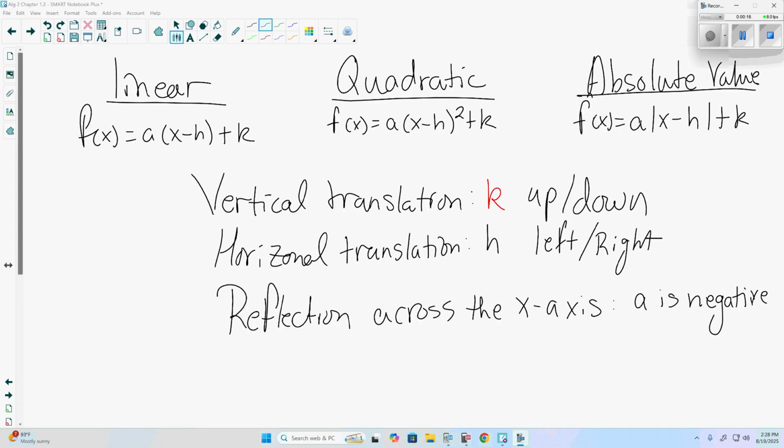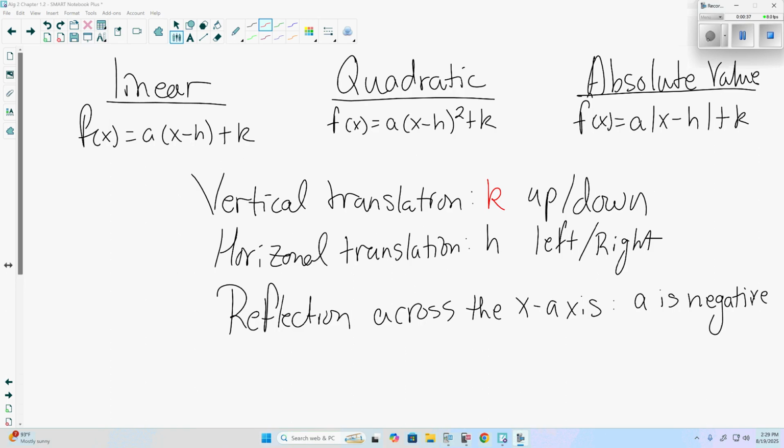So, k tells us a vertical translation up or down. Our vertical translation is exactly what it looks like. Because if we have +3, it's up 3. If it's -7, it's down 7. We also had horizontal translation. It moved the function to the left or to the right by h amount.